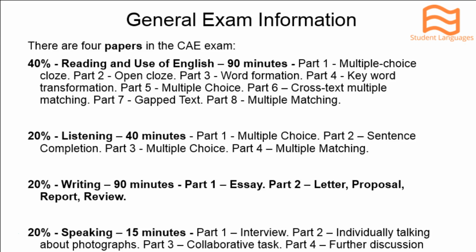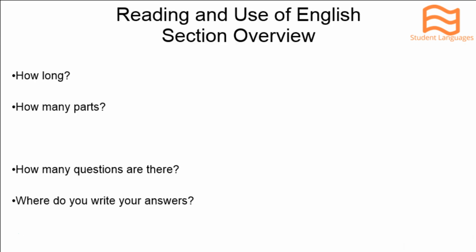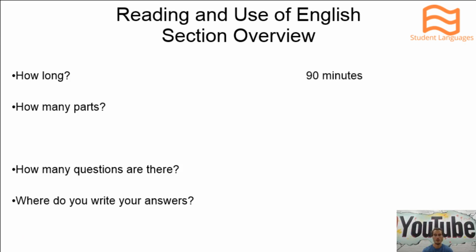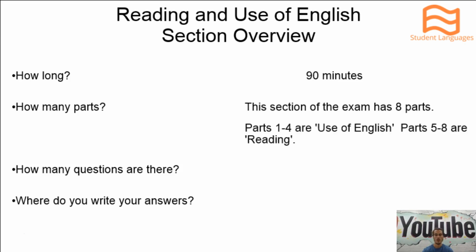But I'm going to continue and move on to looking in a bit more detail at the Reading and Use of English paper. So remember, these 2 sections are put together into one paper, and this paper in total lasts 90 minutes. There are 8 different parts in this exam paper. Parts 1 to 4 are Use of English, and parts 5 to 8 are Reading. So it's parts 5 to 8 that we're going to be focusing on in the rest of this video course.